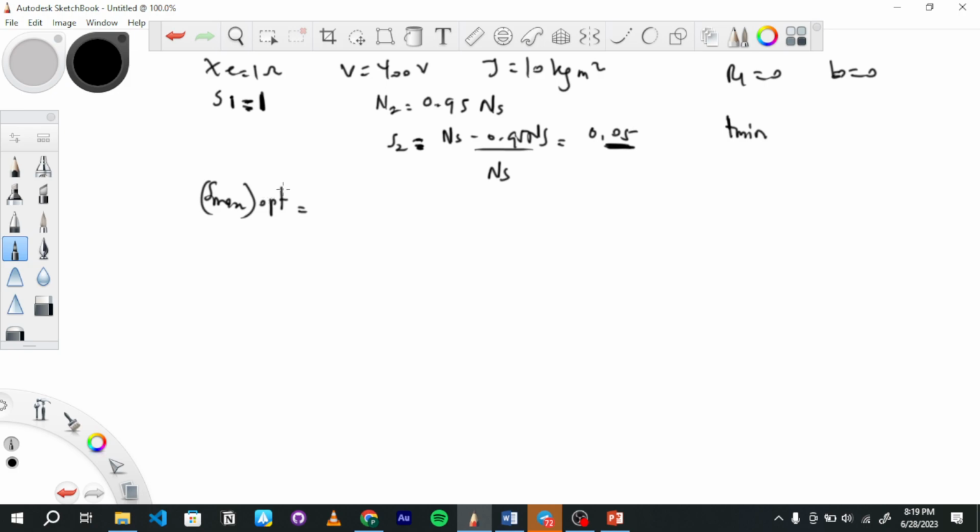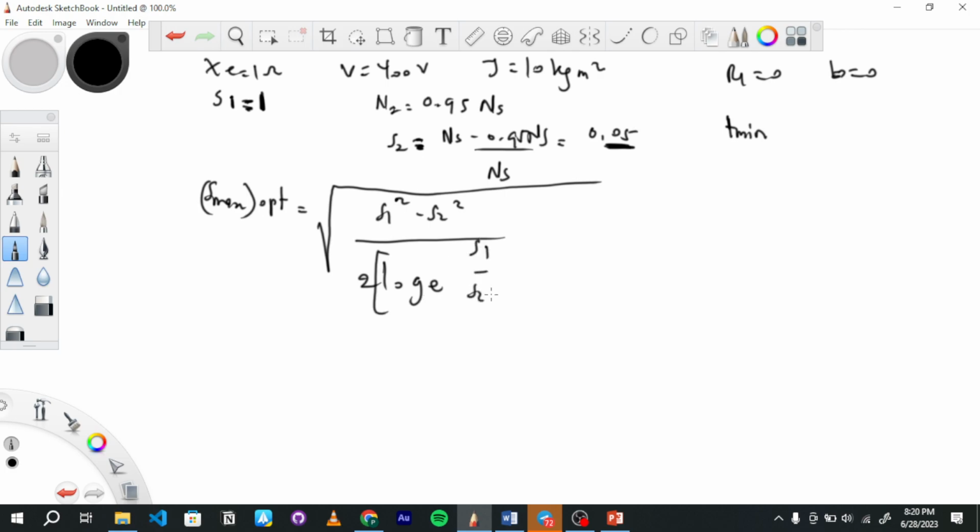And we saw the formula for S max optimum, right? We know that it's equal to the square root of S1 squared minus S2 squared over 2 log to the base e S1 over S2, plus 2B(S1 minus S2). But since B is 0, this component goes away.